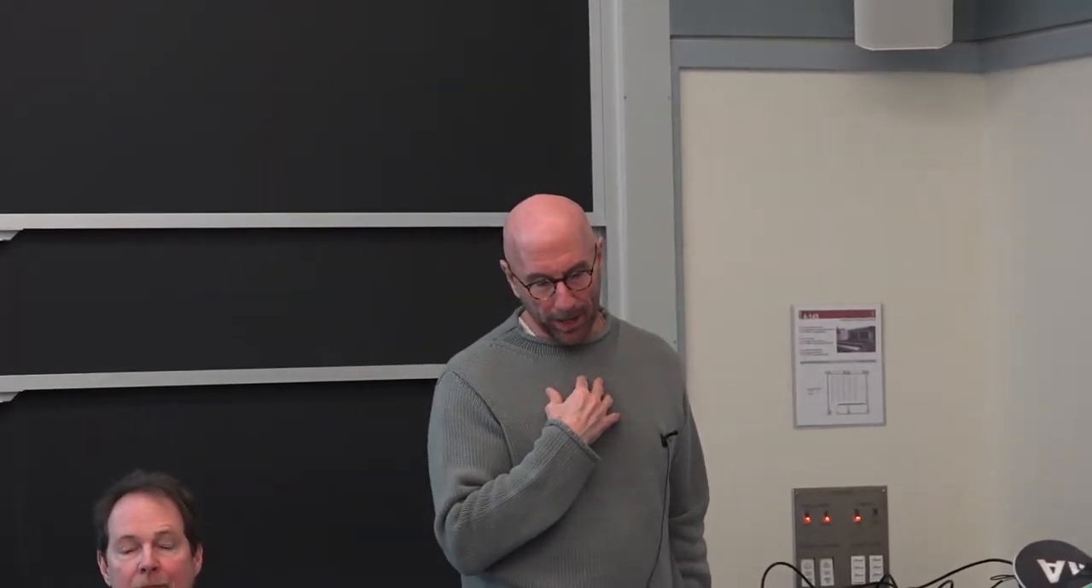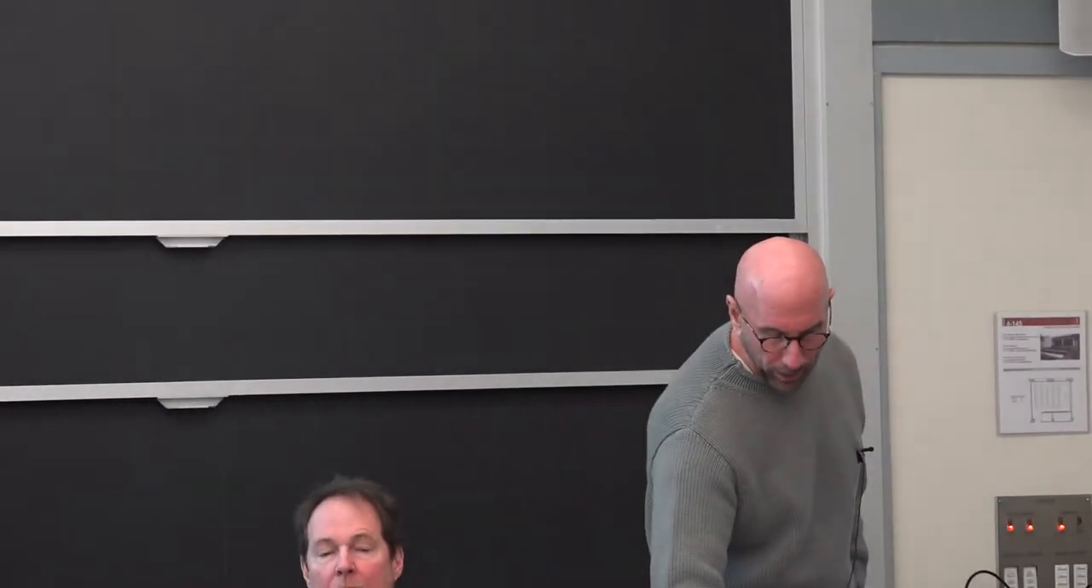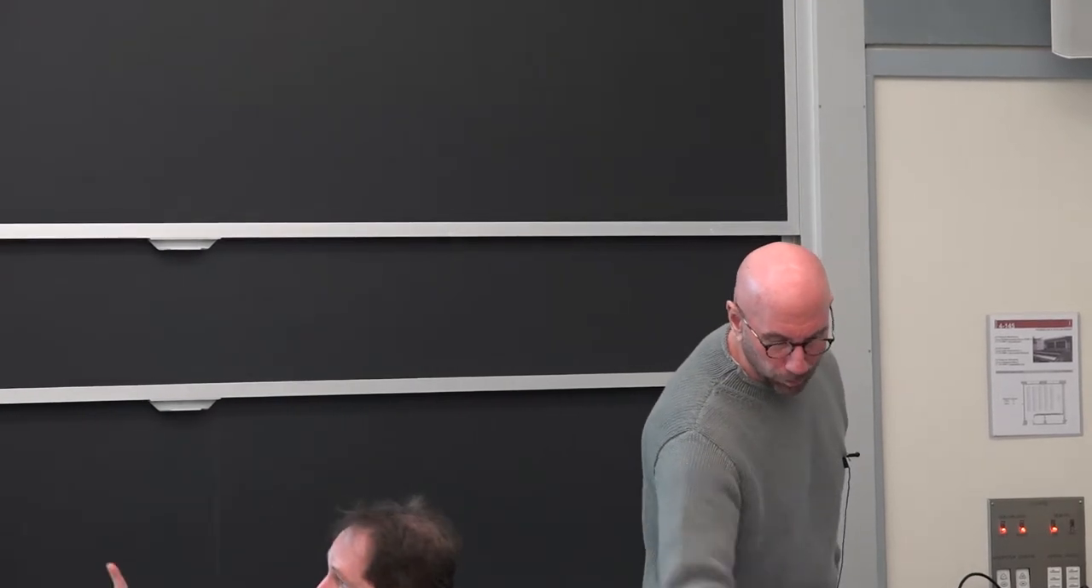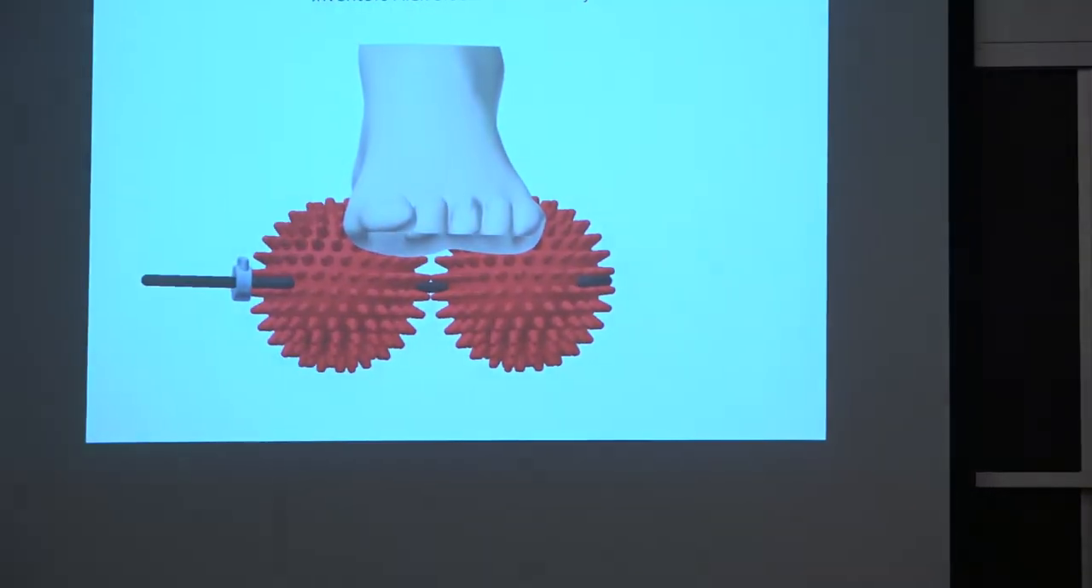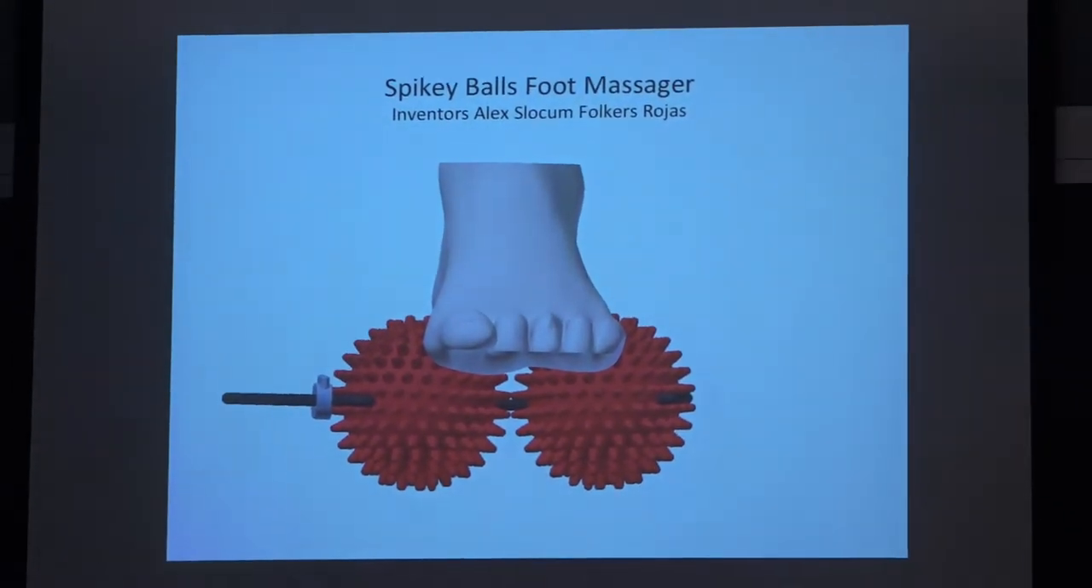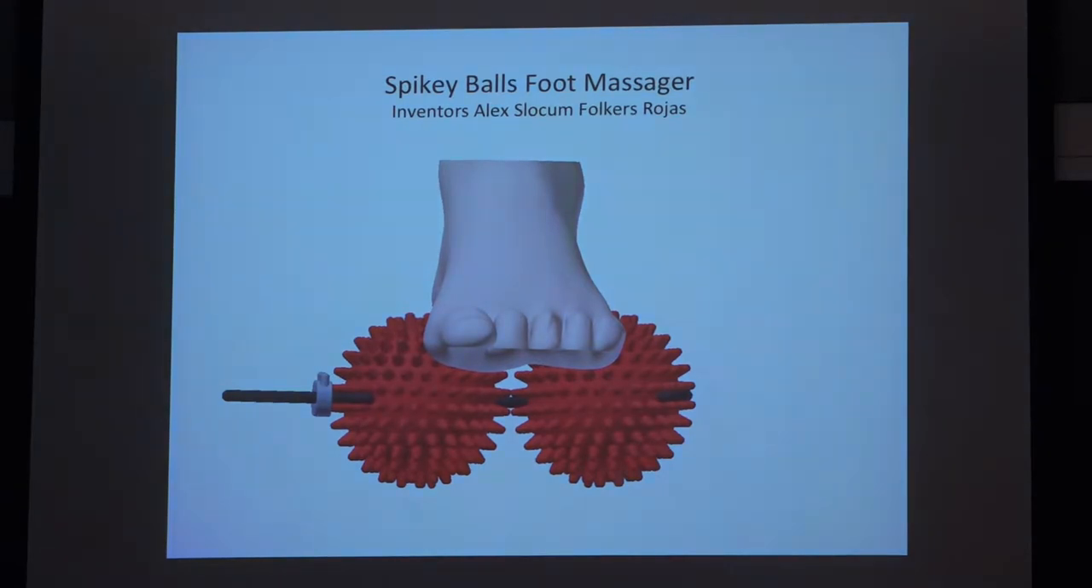So it's a good example of what I'm talking about when it comes to a provisional patent application. But I thought I'd start off today with a few examples of other provisional patent applications. This is for a mechanical or utility patent for spiky foot massagers.